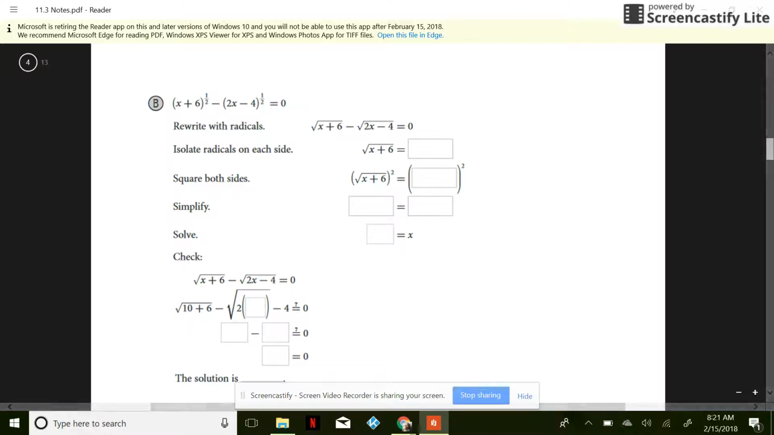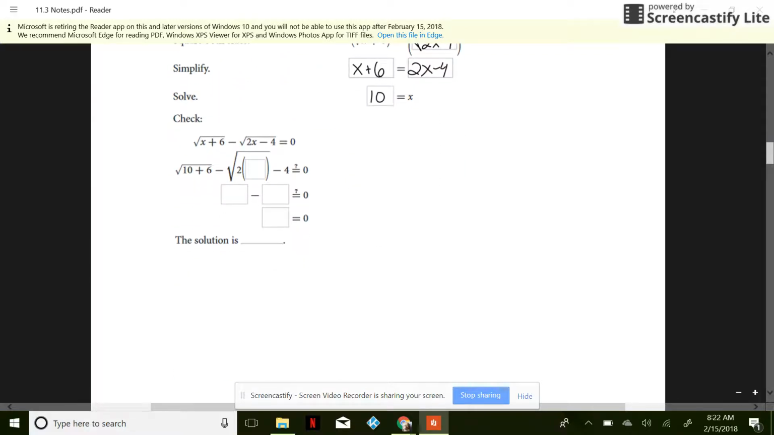So the first thing we want to do here is rewrite our equation with radicals. Once we do that, we want to isolate the radicals on each side. So in this case, we'll add the square root of 2x minus 4 to the other side. Now we can square both sides since we've got a radical on both sides. Squaring that on both sides is going to just leave us with what is under our radical. So we'll have x plus 6 is equal to 2x minus 4. And then we can solve for x. So subtract the x and add the 4. We get that x is equal to 10.